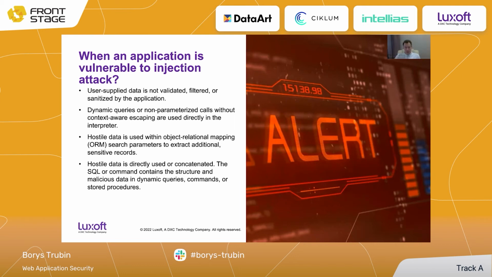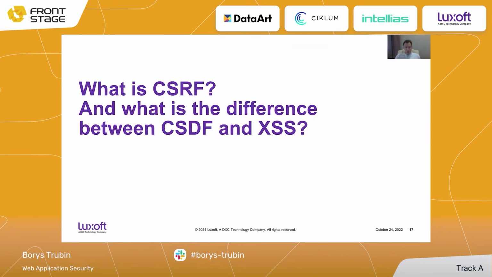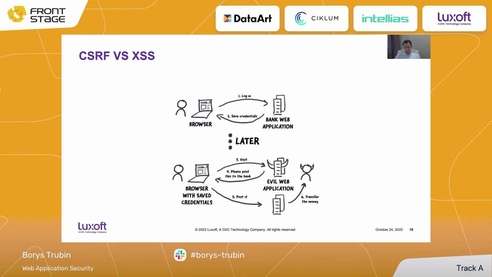There is also an attack called CSRF. Let's look at what it is and compare it with XSS. Cross-site scripting, or XSS, allows an attacker to execute arbitrary JavaScript in the victim's browser. Cross-site request forgery, or CSRF, allows an attacker to induce the victim to perform actions that they didn't intend to. The consequences of XSS vulnerabilities are usually more serious than CSRF vulnerabilities.